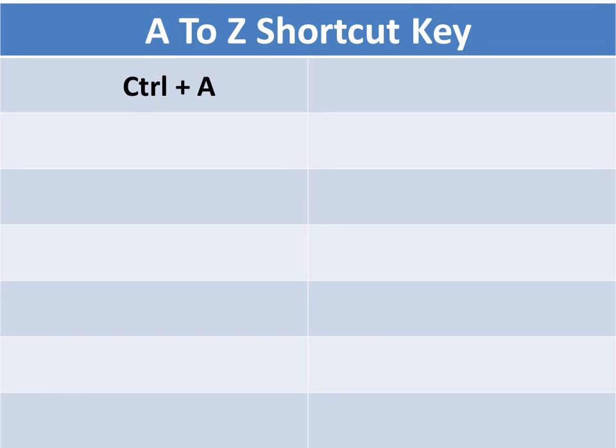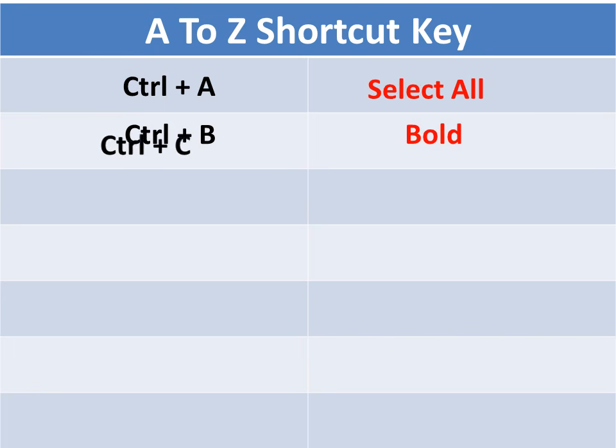Ctrl plus A, select all. Ctrl plus A selects everything in your document, text, images, tables, all at once. Ctrl plus B, bold, makes your selected text bold. Ctrl plus C, copy, copies the selected text or object to your clipboard.